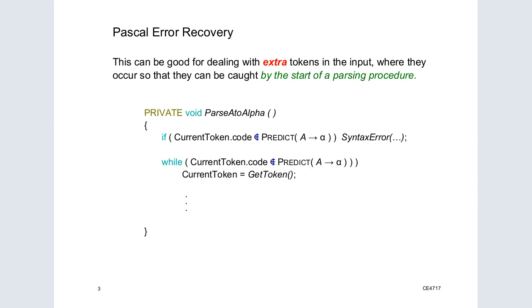So anyway, we'd have code at the start of our parsing routine, parse A to alpha, that looks like this. First of all, we'd have a check, and we print a syntax error if there was some sort of problem. So if the current token.code is not an element of the predict set, then we print out a syntax error. And then we would loop until we see something that is an element of the predict set, eating up the input until we've arrived at that production.